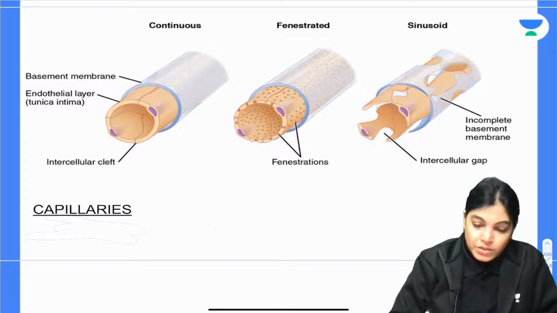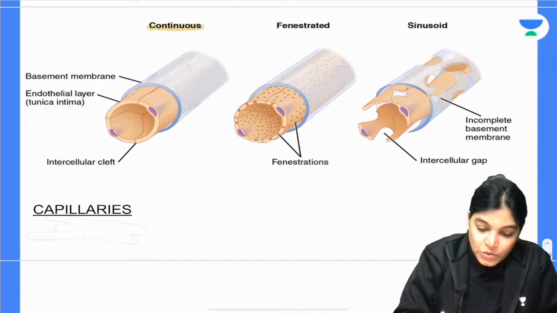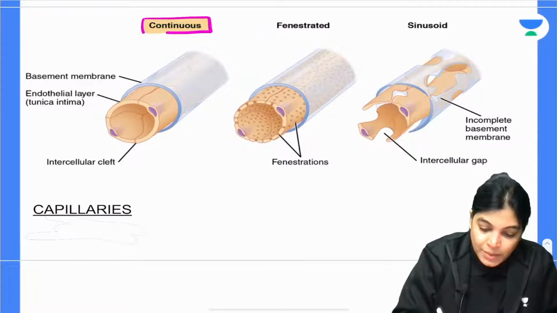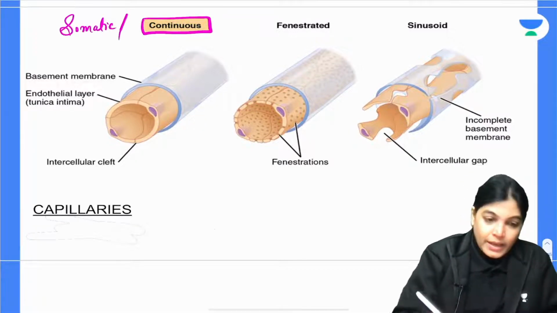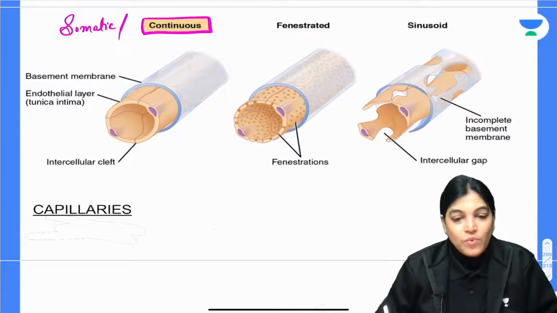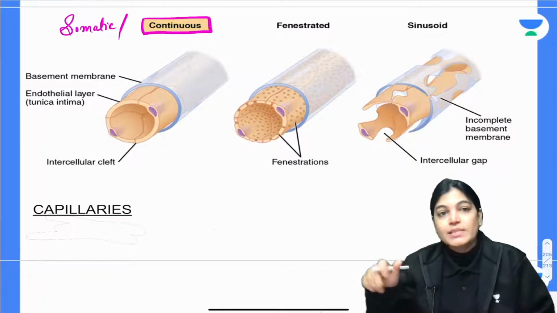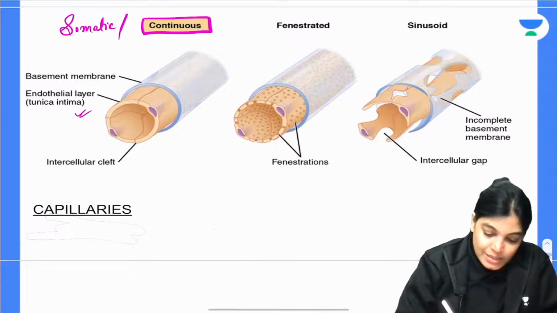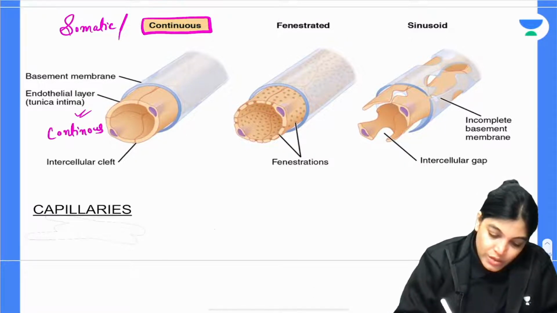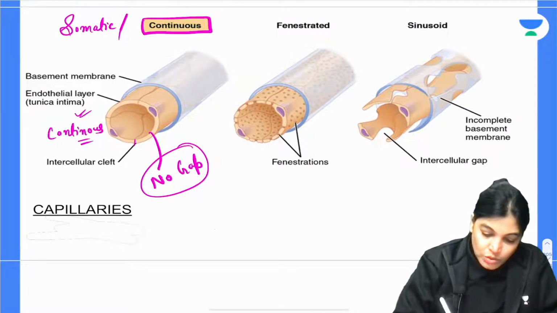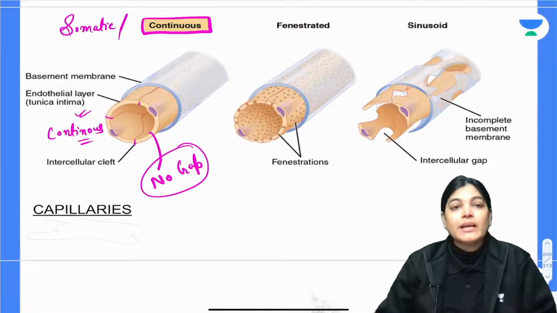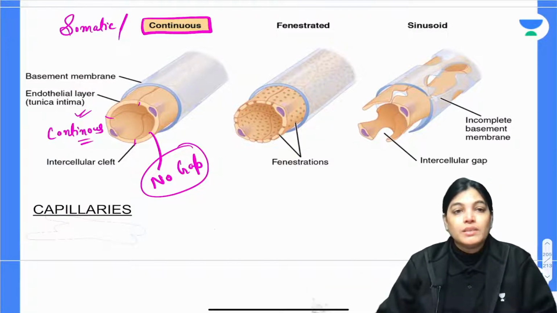When I am talking about the continuous type of capillaries, which is also called the somatic type, in this category the endothelial cells are continuous in lining. So if we talk about the endothelial layer, that is continuous. Can you see any gap? You can see no clear cut gap. Only one or two clefts are there, but no clear cut gap in the endothelial lining of the continuous capillaries.